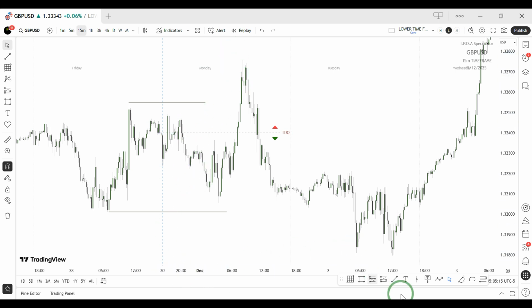The next thing that I'm going to look at is the Asian range. How did the Asian range play? The Asian highs.